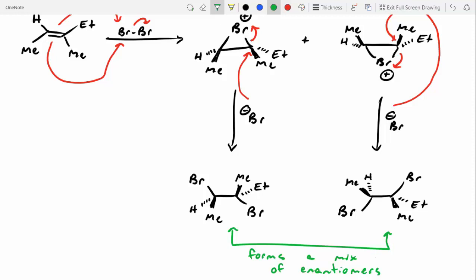So for your problem of the day that I handed out, the key thing I want you guys to do is to draw the top side attack and bottom side attack of Br2 and determine whether or not the products you get out, if they're the same or if they're different. And I want you to try to go through and name all of those products as well. So you'll have to practice designating things as R or S.